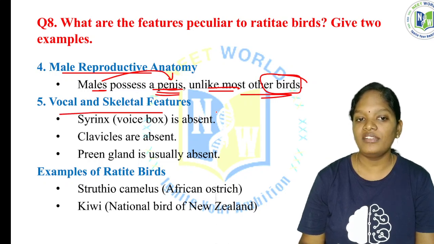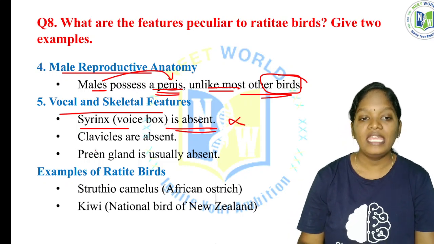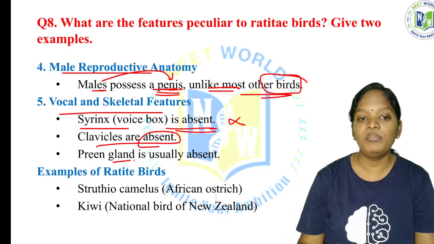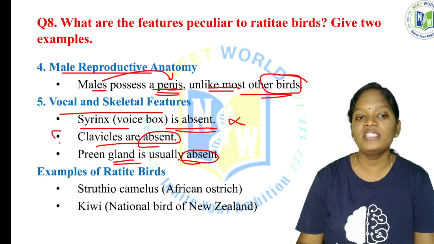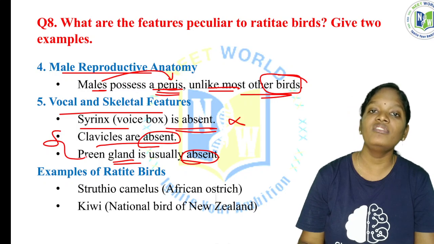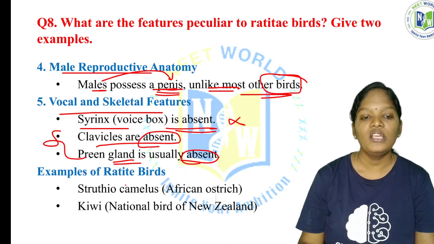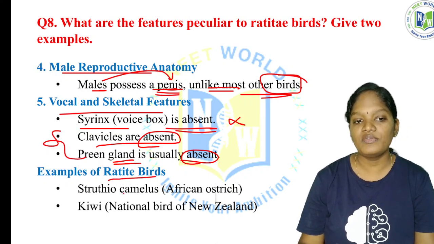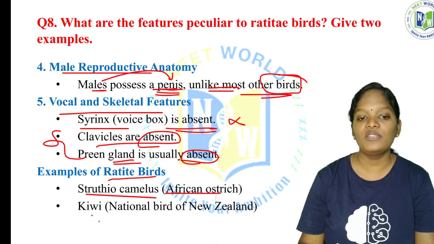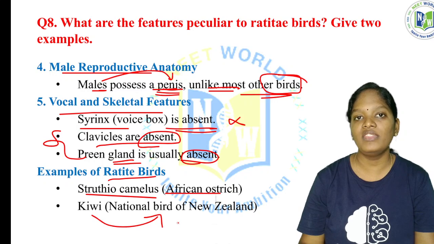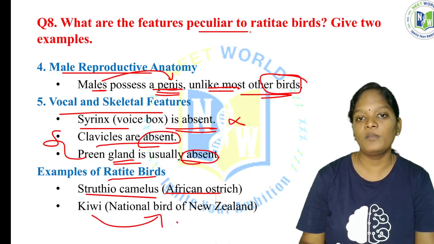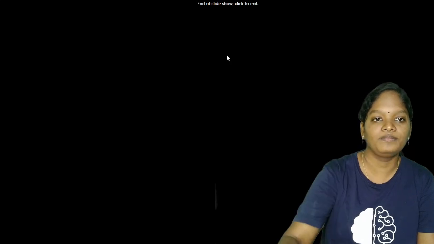Vocal and skeletal features. Here the syrinx, the voice box, is absent. Syrinx is present in the case of flight birds. Here the clavicles are absent and preen glands are absent, because all these structures are very important for supporting flight in flight birds. So the best examples for ratite birds are Struthio camelus, that is the African ostrich, and kiwi, which is the national bird of New Zealand. Okay, so these are important peculiar adaptations for the ratite birds.